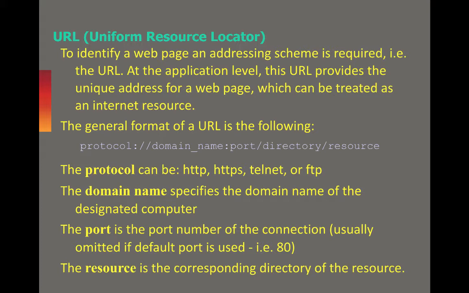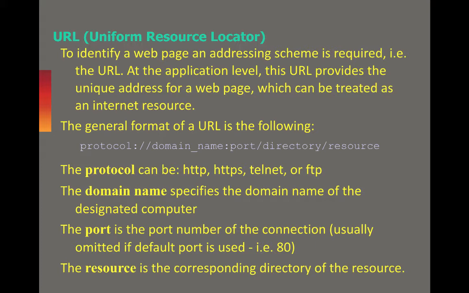The protocol can be HTTP or HTTPS. HTTPS is a secure version of HTTP, and we're going to come back to that later. Or you can use the older internet protocols that are still sometimes used, such as Telnet or FTP. Domain name is the name of a domain like www.latrobe.edu.au. And port number by default is 80. So you can specify a port number, colon 8080, for instance, if you're using port 8080. But if you don't specify any port number, it defaults to port 80.